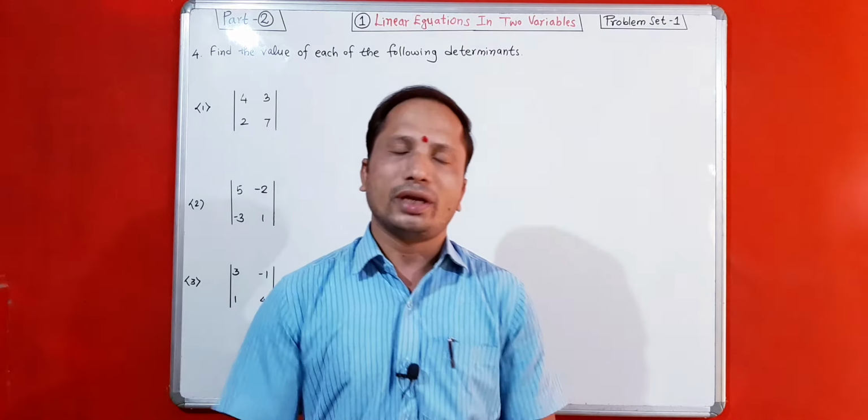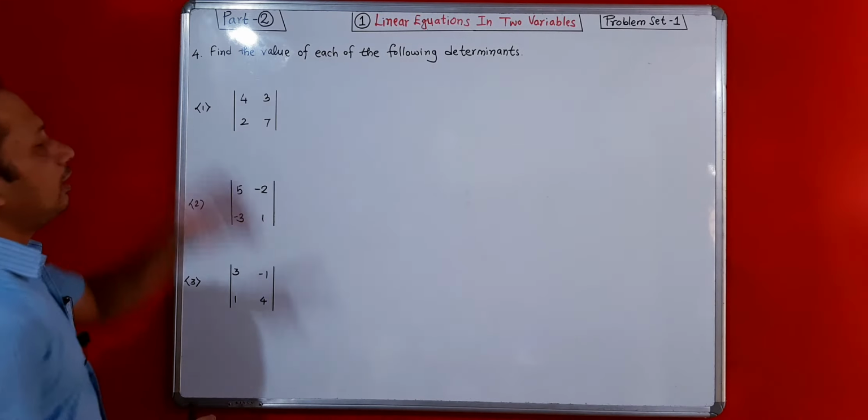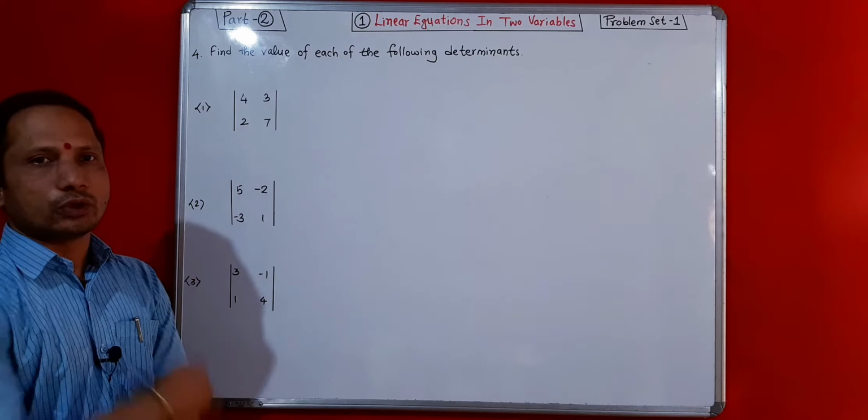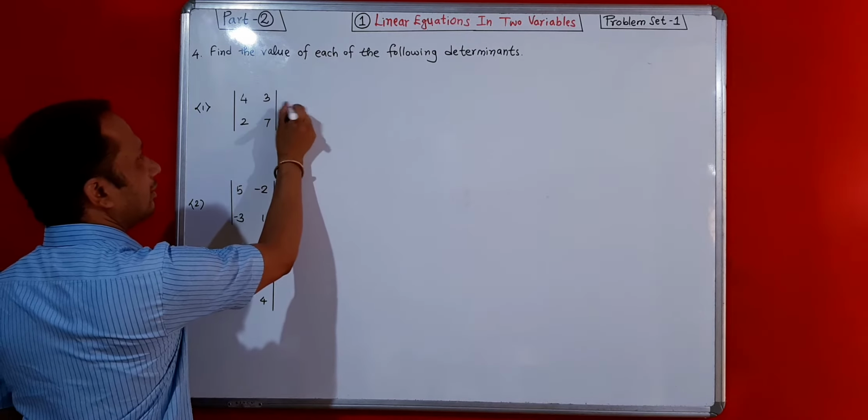Okay, so let's start from question number 4. Find the value of each of the following determinants. This is the given question. We have to just find the value of each of the given determinants.